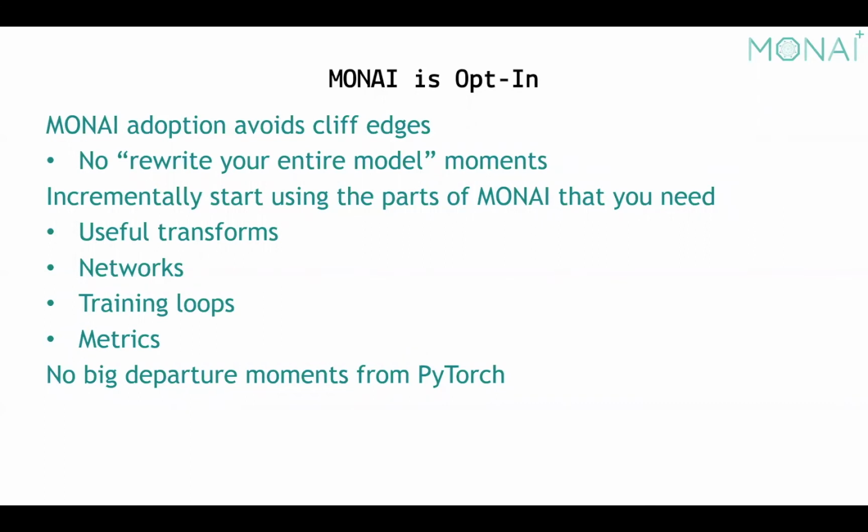Obviously, transforms, as you've seen, is a big part of that. Medical imaging requires something of its transforms that you don't get with vanilla image processing. So we've worked hard to provide useful transforms, but also networks and training loops and metrics and all of those other things. You can start to bring those in as and when you want. So if you've written a PyTorch library and you need some help from MONAI, you can get it without rewriting your code base. But hopefully the next time you decide to start a new network, you may do it with MONAI from the ground up.